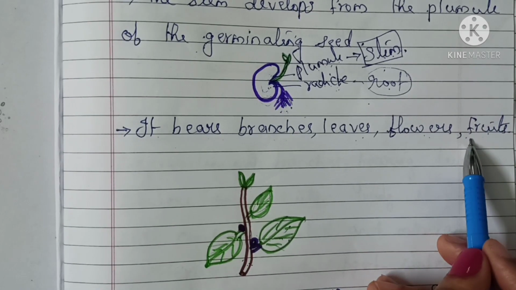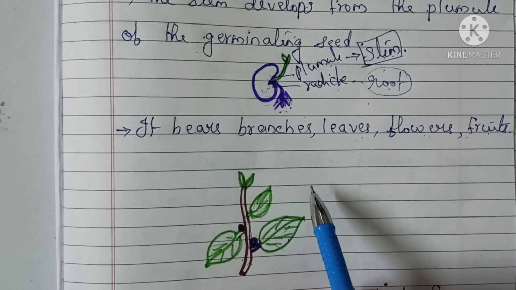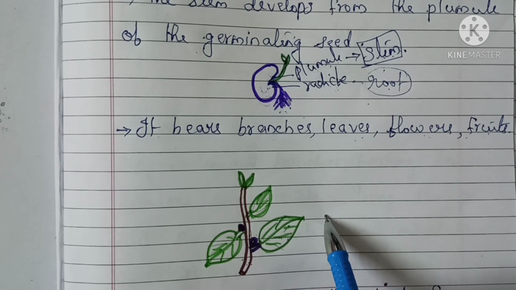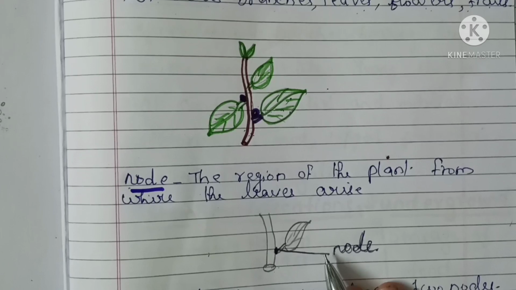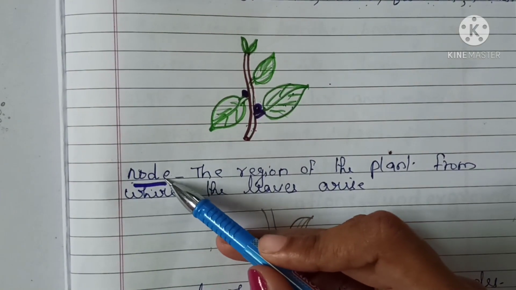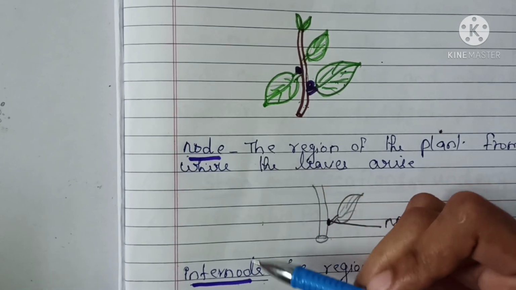Not only these things, there are extra structures like thorns, okay, but this comes under modifications of the stem, so we will be dealing with it later on. Then there are two new words. They are the nodes and the internodes.